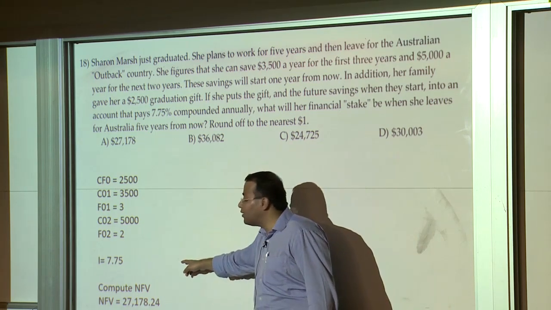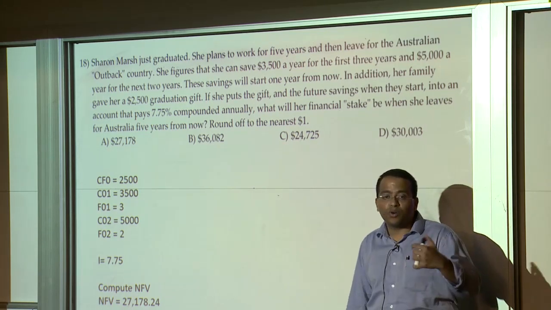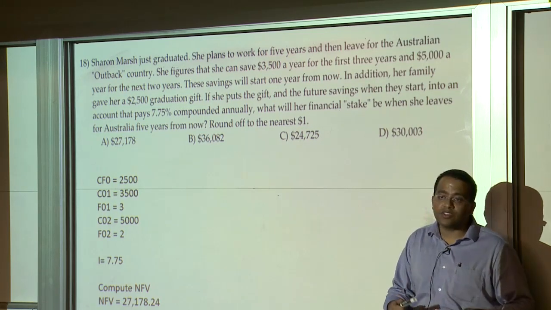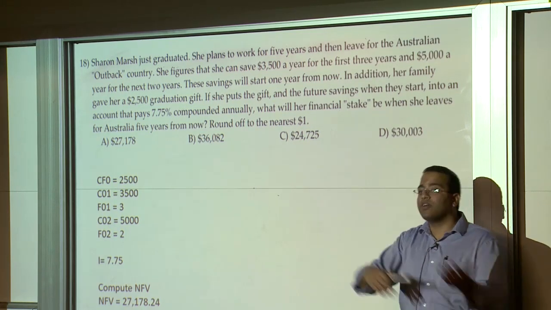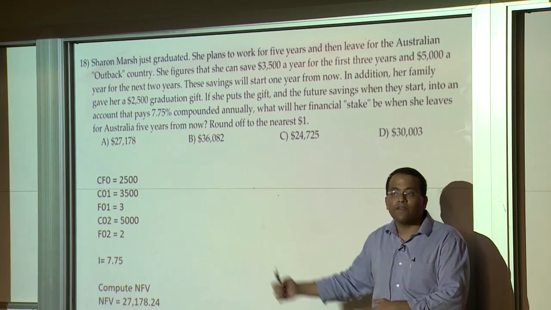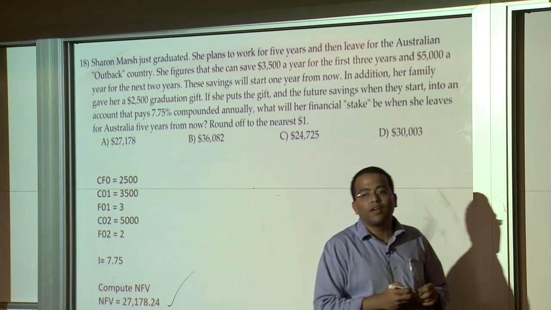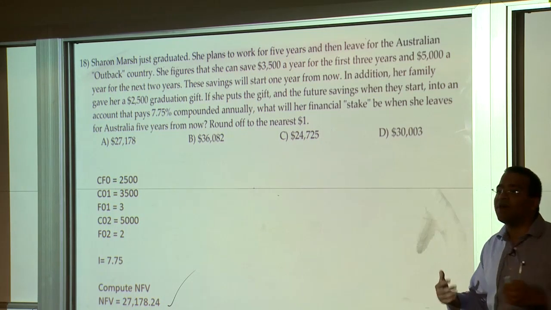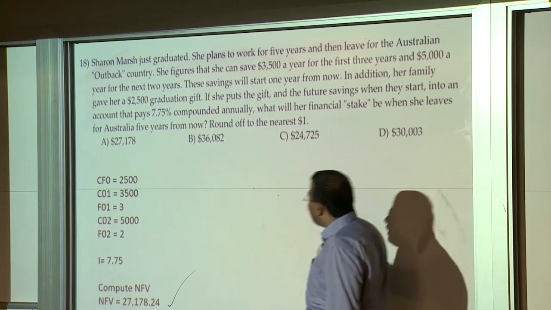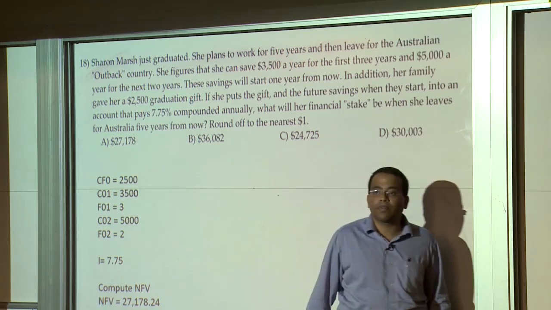You key in I equal to 7.75. For those of you who have the NFV functionality, you go down to the NFV and compute NFV. For those of you who have the NPV functionality, compute the NPV and compound it by 5 years at 7.75%. If you do all that, you should get 27178.24. And that will be the amount that's going to be there in her bank account 5 years from now when she goes to Australia. Any questions about these kinds of cash flow questions and how to solve them?